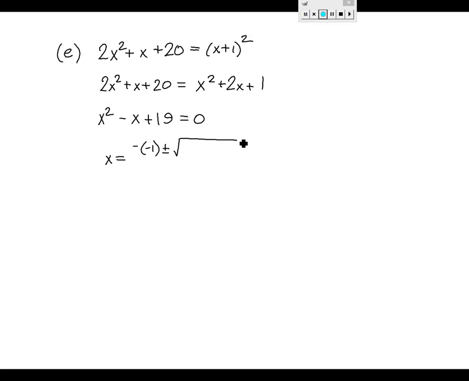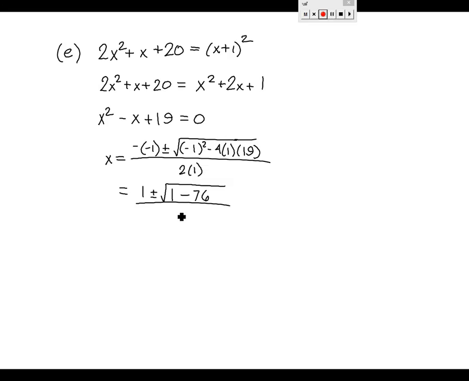So negative b plus or minus the square root of b squared minus 4ac all over 2a, just 1. So we get 1 plus or minus the square root of 1 minus... What's 4 times 20? It's 80, so 76. Right? It's like 4 less than that. How are we doing? Check me out on these pieces of arithmetic here. So 1 plus or minus i root 75 all over 2.